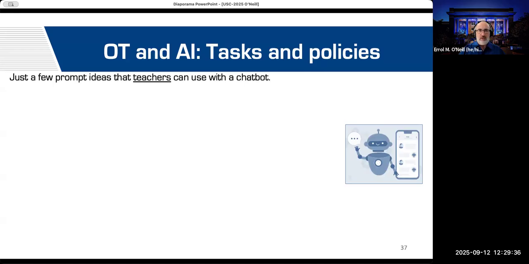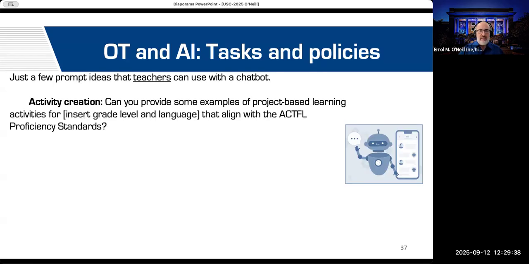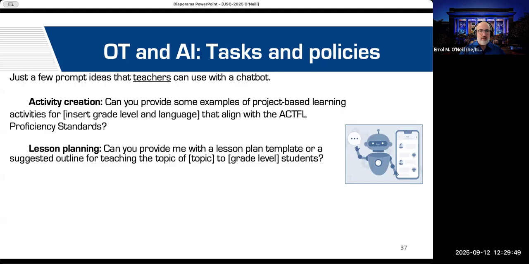Some ideas for what instructors can use for activity creation. Can you provide me some examples of project-based learning activities for a specific level and language that align with the ACTFL proficiency standards?